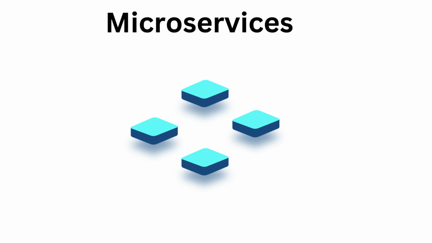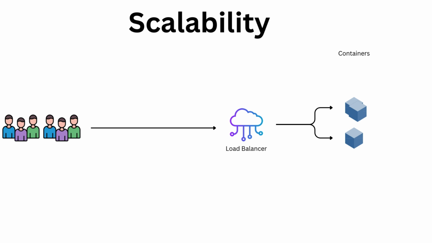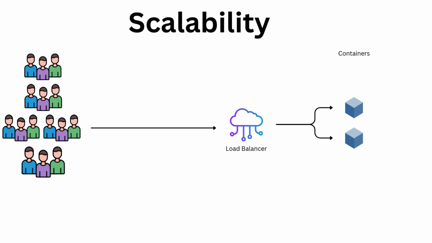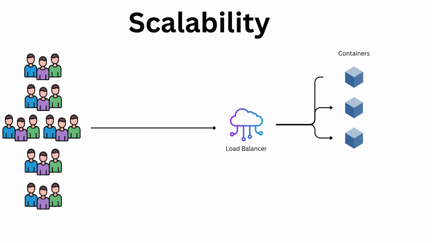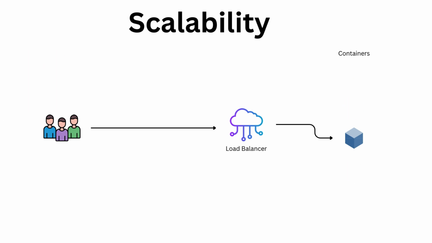Kubernetes helps by automating many operational tasks. One of the key reasons to use Kubernetes is its ability to handle scalability and reliability. It automatically scales your applications based on traffic. For example, if you experience a spike in users, Kubernetes can spin up more containers to handle the load. Conversely, it can scale down to save resources during quiet periods.